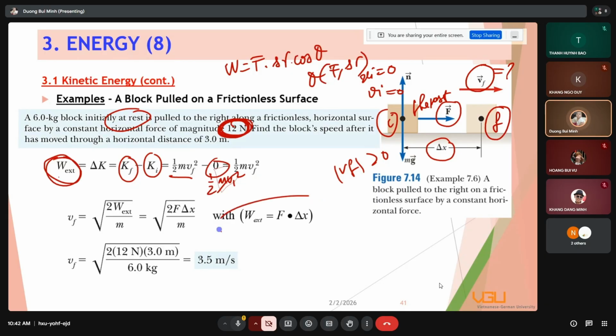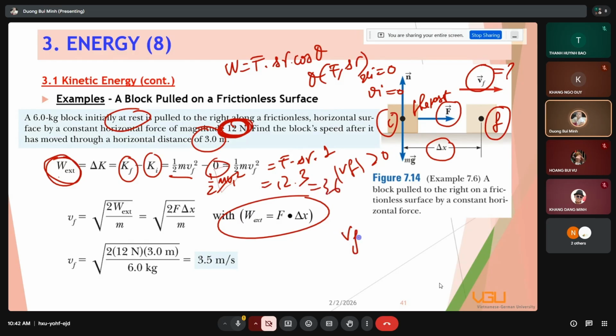Okay, so now look, for the work we have F dot delta R, or delta X. But you can see F and delta X are parallel, so we have cosine of 0, which is 1, right? So F is 12 and delta R is 3, so you get 36.